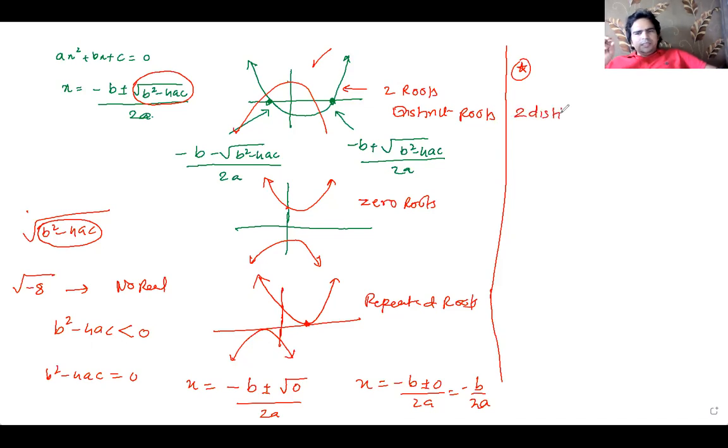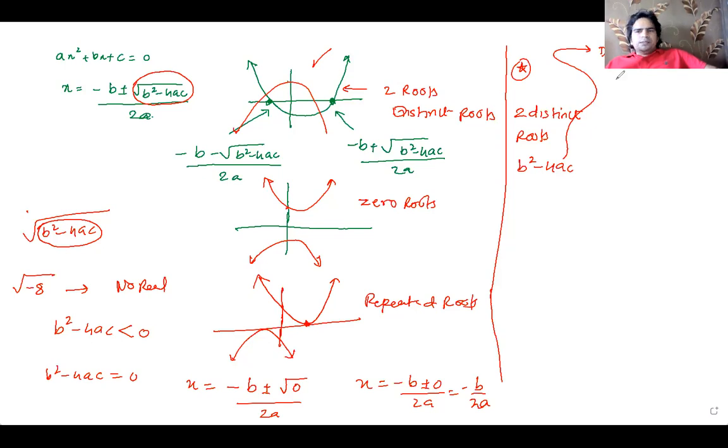As a main summary, for any quadratic you will have two distinct roots. This is a mandatory situation which you need to remember: two distinct roots where your graph is cutting the x-axis. In that context, b squared minus 4ac is referred to as the discriminant.